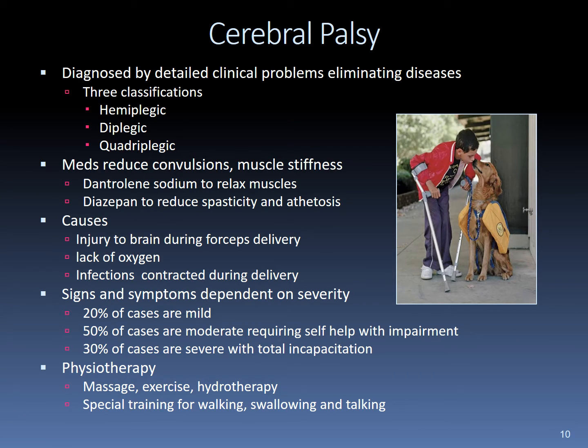Cerebral palsy is diagnosed by detailed clinical examination, and the diagnosis eliminates other possible diseases. Three classifications exist: the hemiplegic, diplegic, and quadriplegic. Medications reduce convulsions and muscle stiffness associated with the disease. Causes of cerebral palsy include injury to the brain during forceps delivery, lack of oxygen to the brain, and infections contracted during delivery. Signs and symptoms of the condition depend on severity.